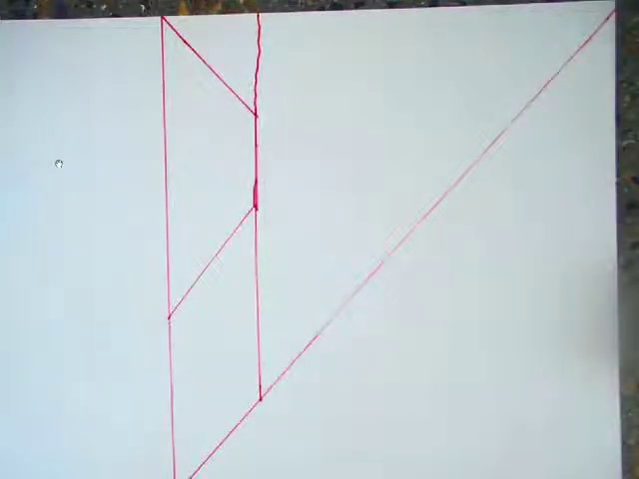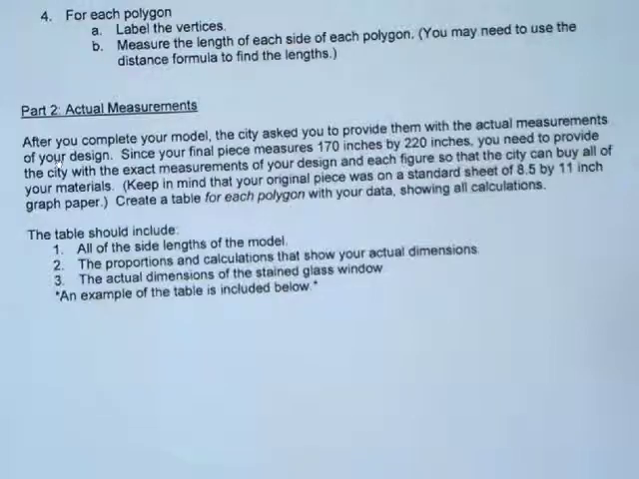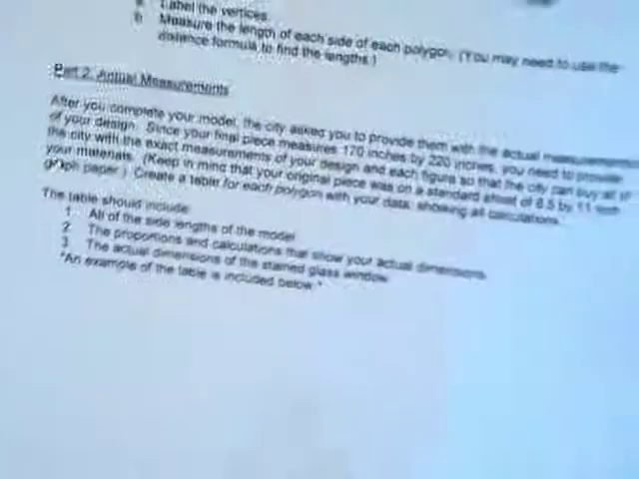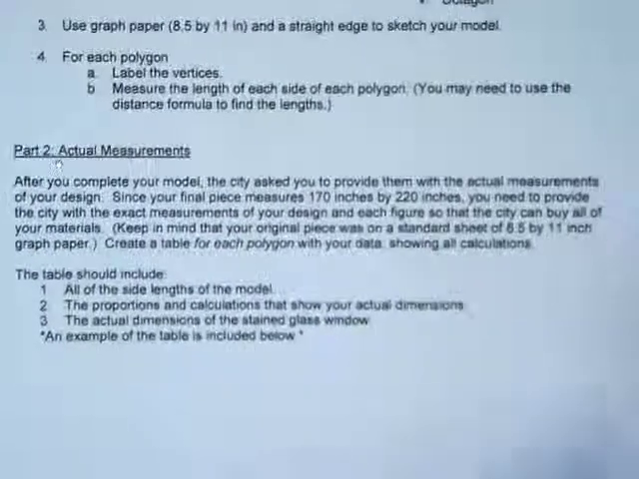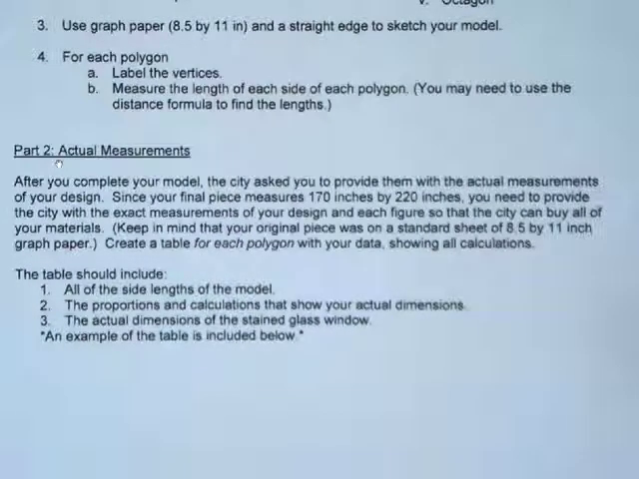So what I'm going to do here, it says in part 2, and I'll zoom in so you can see that better, after you complete your model, so that's what we did on that paper right there, the city asks you to provide them with actual measurements of your design. Since the final piece measures 170 by 220, you need to provide the city with exact measurements of your design and each figure so the city can buy all of the materials. Keep in mind your original piece of paper is 8.5 by 11. Now it wants to know, what are the ratios? How would we make this work?